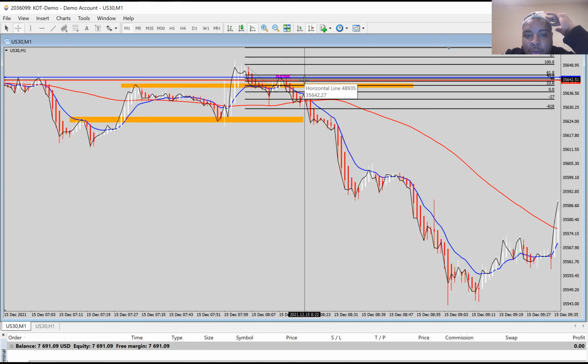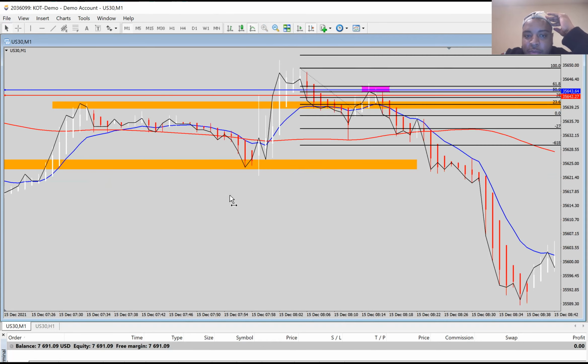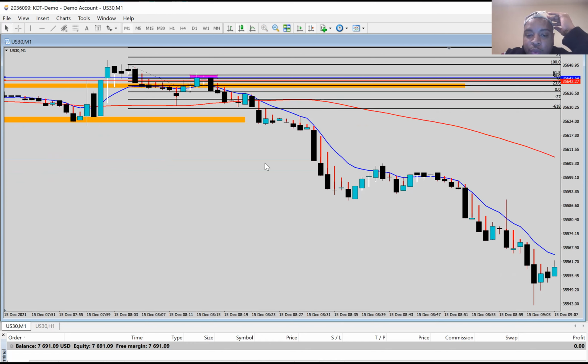Yeah, some people say, oh, you got to give it some room. I'm not giving it room. If I'm looking at structure on an M1, it's concrete, bro. It comes back to the 27. And usually when it comes back to that 27, it's supposed to explode down, which is what it did. Came back to that 27 area and it should start going. And now we are just flowing with the higher time frame.